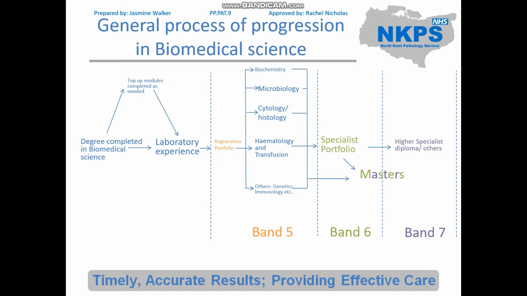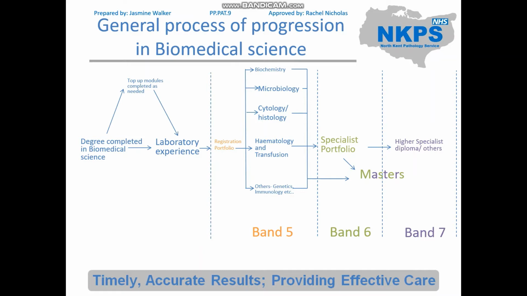Once you have done one of those 3, you would still have to go for an interview, but you've got the qualifications that you would need to become a band 6. If you then want to further progress, you could still use a master's for that. So a band 7, you need a master's equivalent qualification.